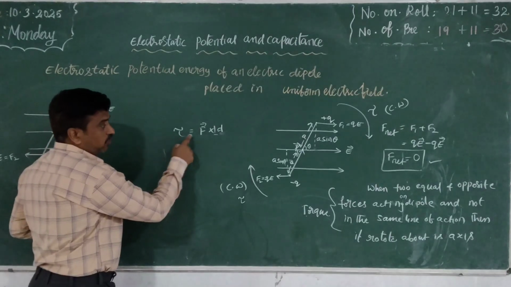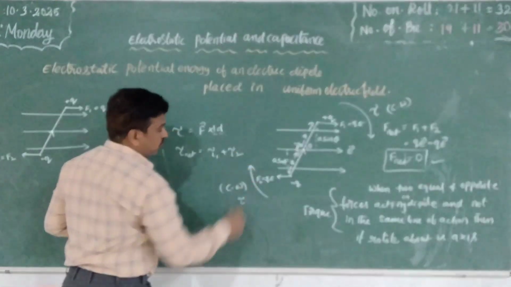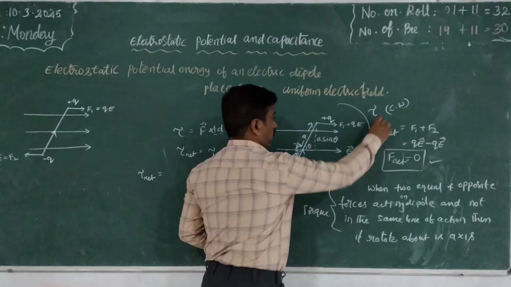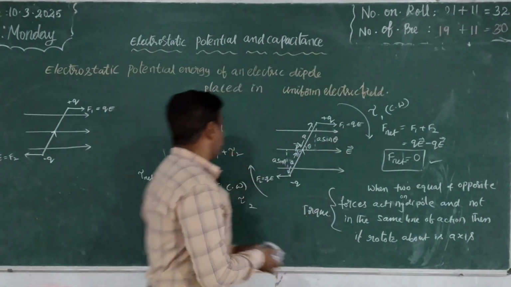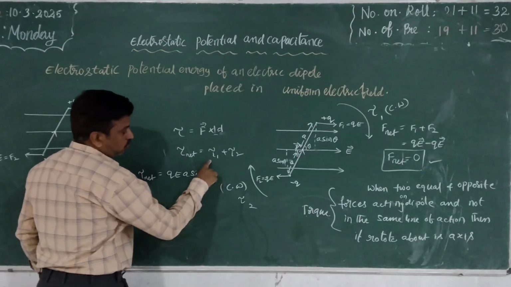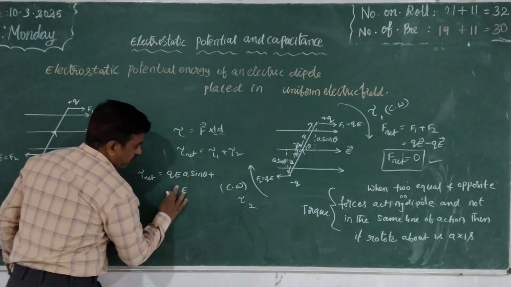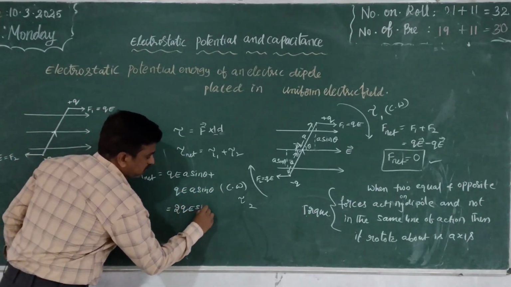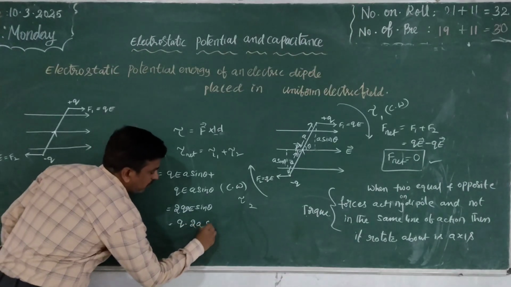Due to that, see here, torque equal to force into perpendicular distance. What is the net torque? Net torque equal to tau 1 plus tau 2. What is tau 1 here? This is tau 1, this is tau 2. What is the formula for torque? Force into perpendicular distance. What is the force here? QE, and the perpendicular distance is A sin theta. I write here QE A sin theta plus tau 2. This force is also QE, and the perpendicular distance is A sin theta. So QE A sin theta. How many? 2 QAE sin theta. Here we can write Q into 2A, times sin theta.